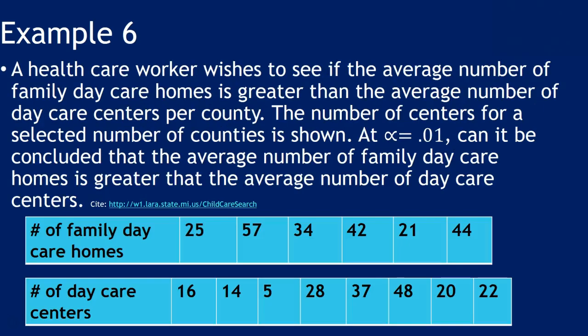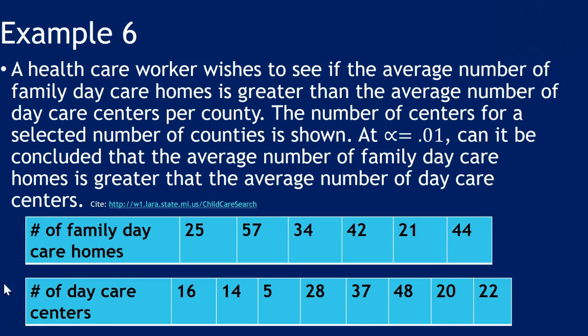So we want to start this video by saying, well, what if we had been given raw data? So we look at example 6 here. It says a healthcare worker wishes to see if the average number of family daycare homes is greater than the average number of daycare centers per county. The number of centers for a select number of counties is shown. At alpha equals 0.01, can it be concluded that the average number of daycare homes is greater than the average number of daycare centers? So in this case, we're given raw data.